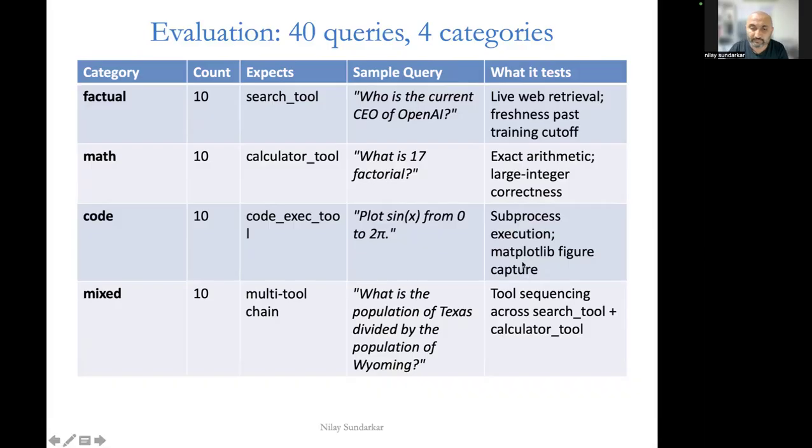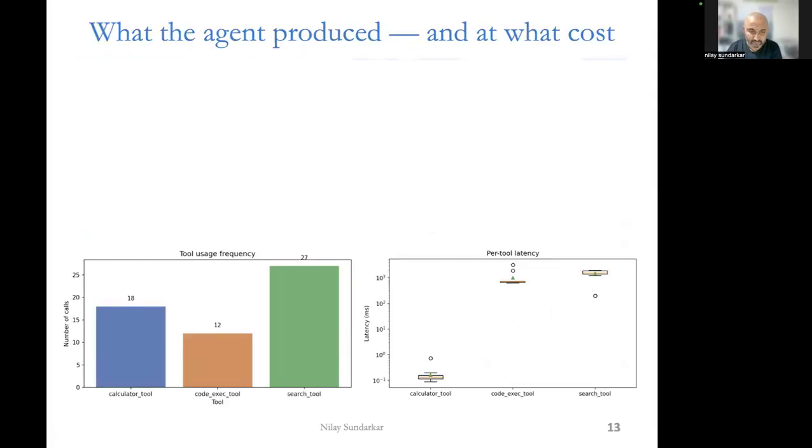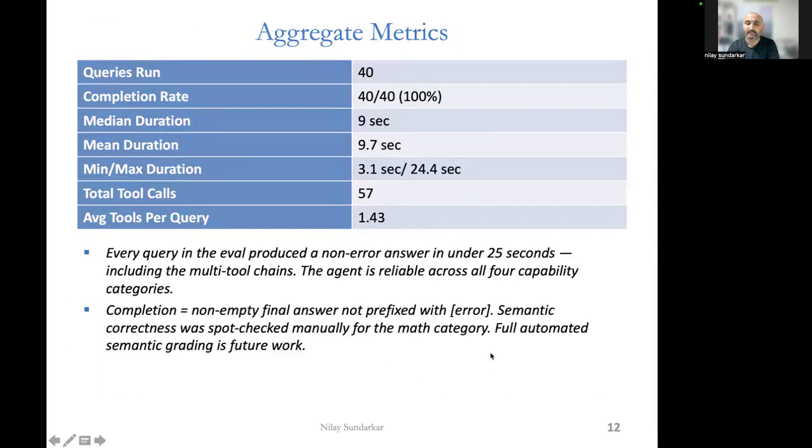Next, some metrics here. Every one of the 40 queries produced non-error answers across all four categories. The agent completed the task. Sorry, my presentation is going off. So the median end-to-end runtime was about 9 seconds. The longest was, I think, around 24 or 25 seconds. Completion here means the agent finished the loop and returned a non-error answer.